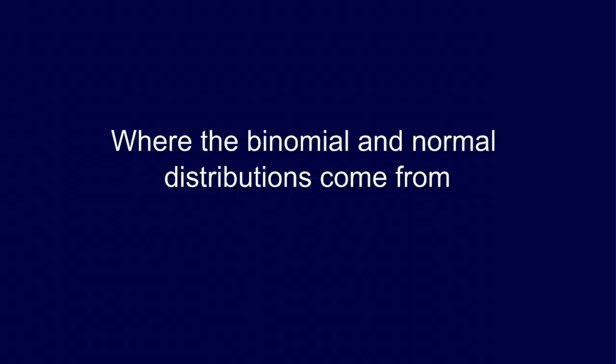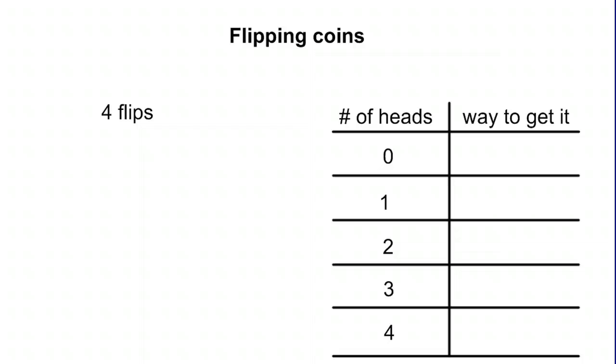We're going to play around with coins and Plinko to figure out where the binomial distribution and the normal distribution actually come from. We're going to start out with coins. So imagine you have a standard quarter and you flip it and it can come up either heads or tails. So on your first flip you can get either a head or you can get a tail.